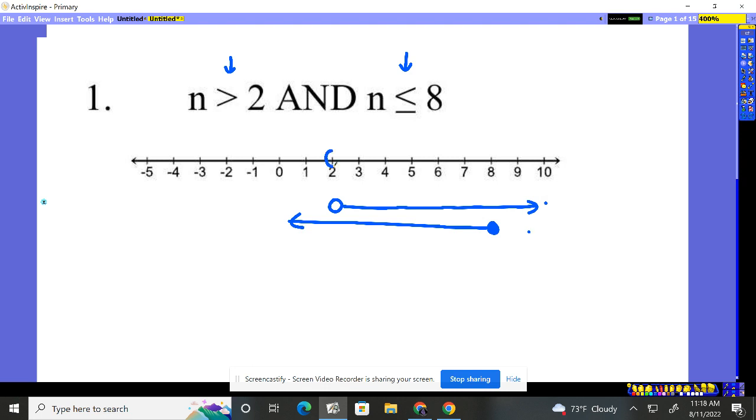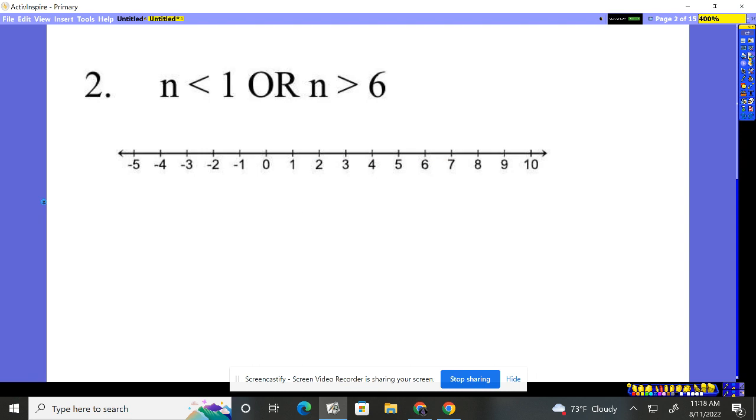Well, that's going to be from here to here. So it's all the numbers between 2 and 8. 5. 5 is bigger than 2 and less than 8. 4. 4 is bigger than 2 and less than 8. So that would be the graph for number 1.